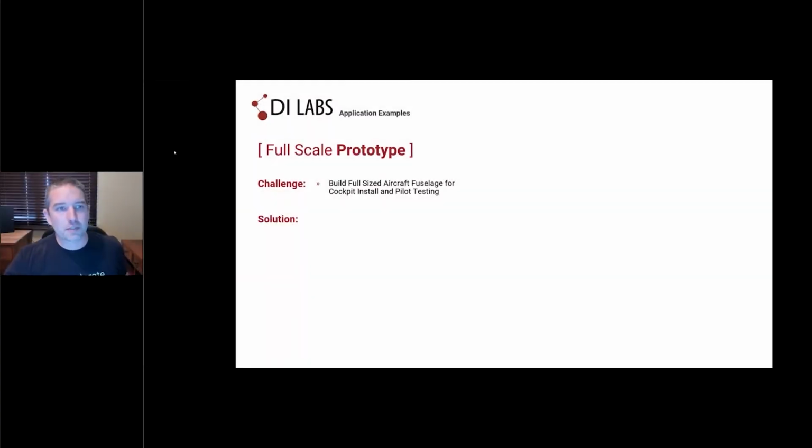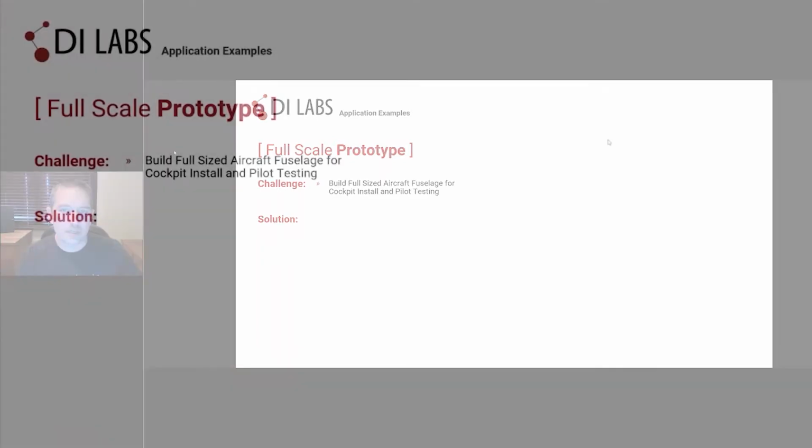So the first example here is a full-scale prototype. This was a challenge that our customer brought us. It's a customer in the aerospace market, and they asked us to develop for them or produce for them a full-scale fuselage prototype for a new product, a new airplane that they designed. They were going to do cockpit install and pilot testing with that structure.